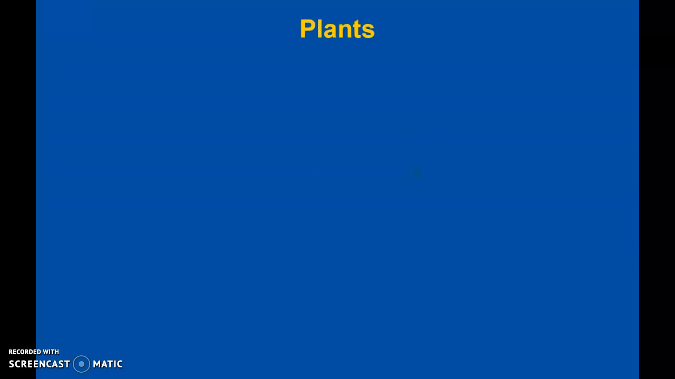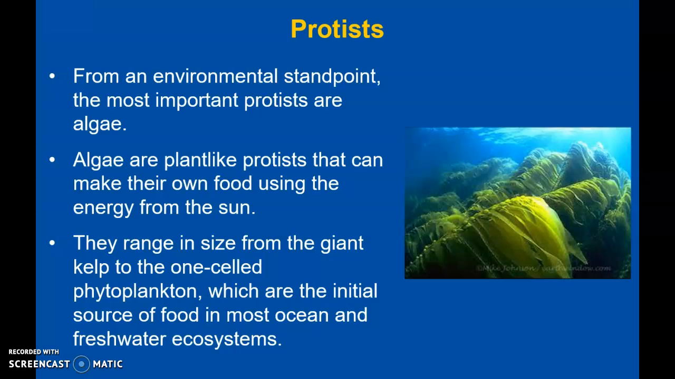From an environmental standpoint, algae is the most important one. Algae is able to use energy from the sun to make its own food. So it's plant-like. And then the algae is the first source of food for all the other living things in the ocean and other bodies of water. So without the algae, life in the ocean and the lakes and ponds wouldn't exist. So algae is very, very important.